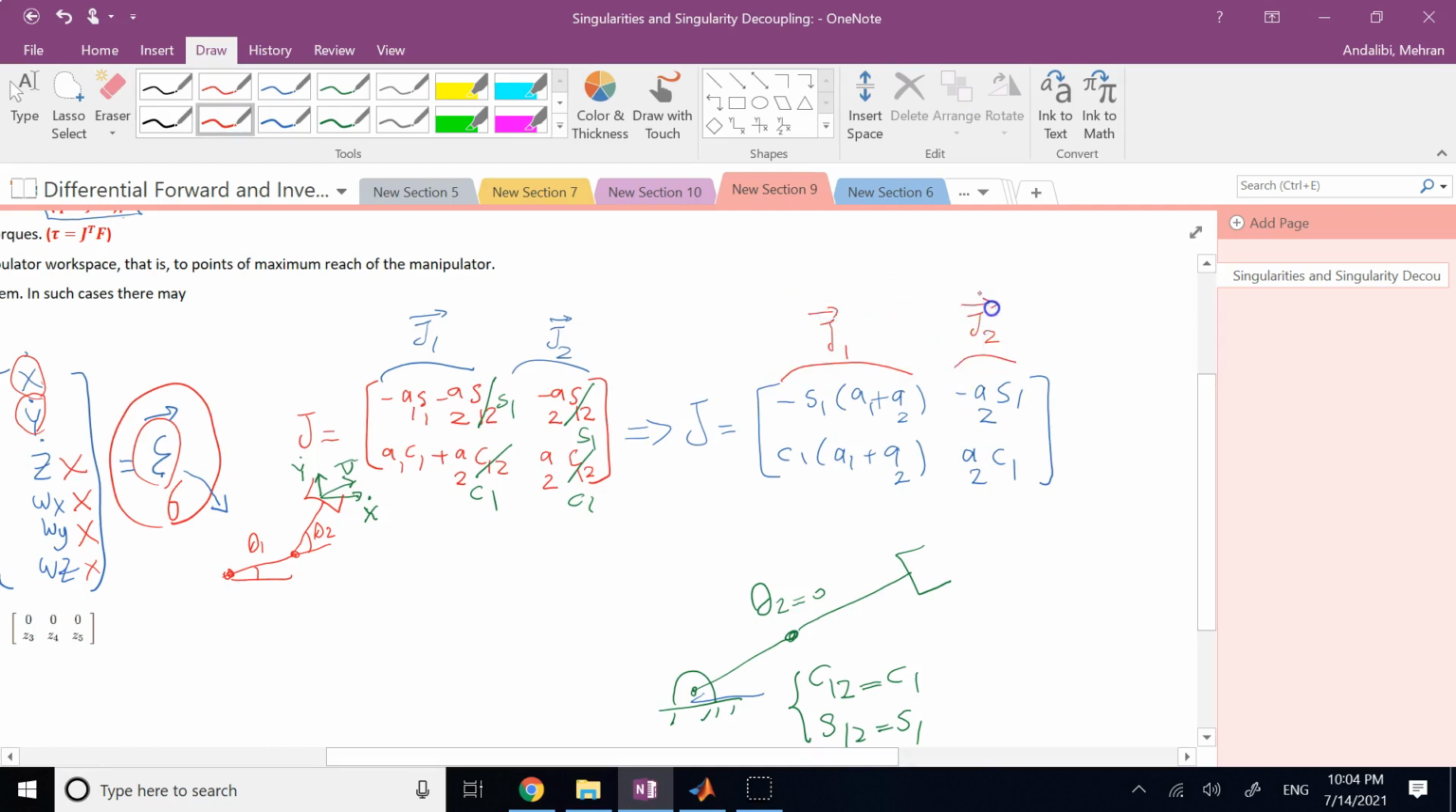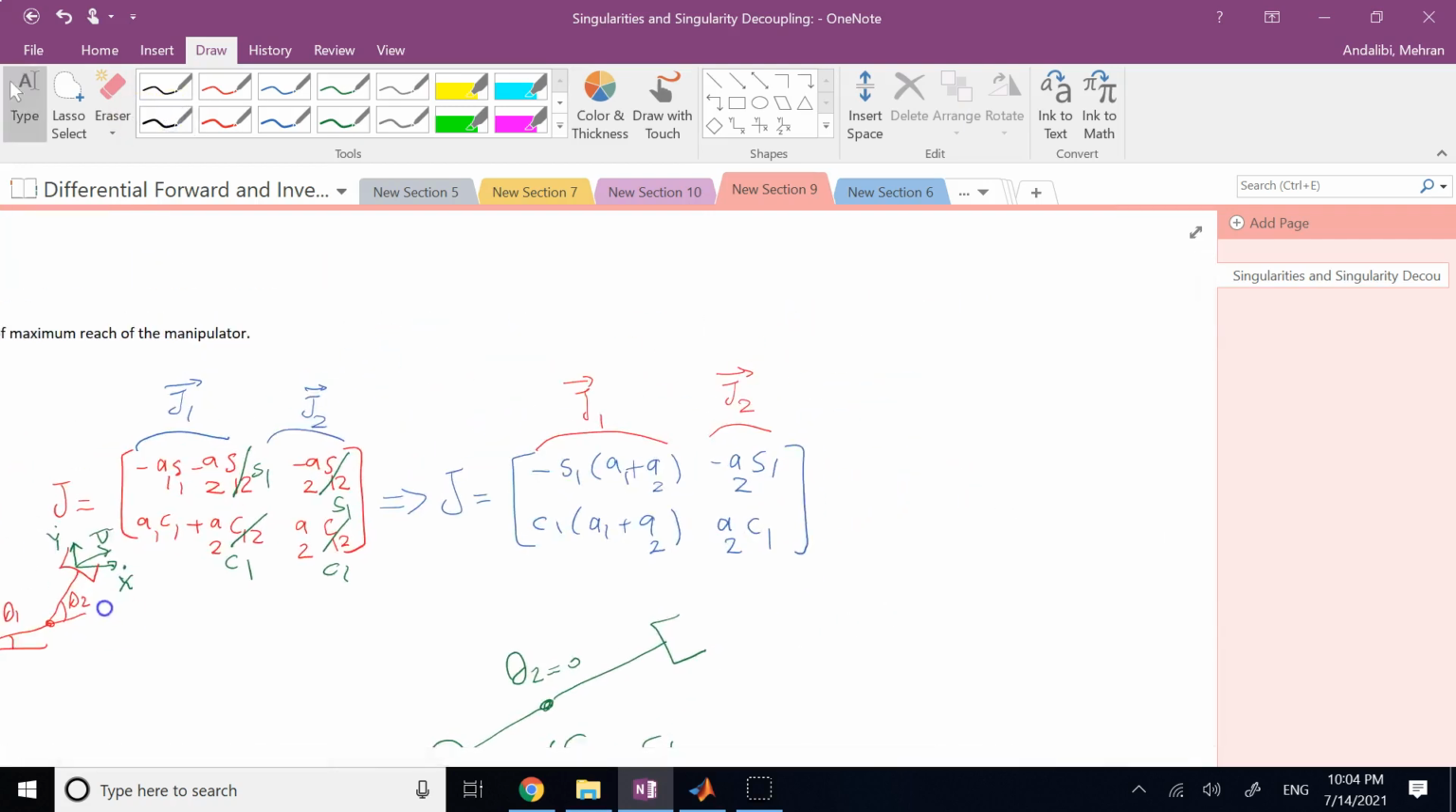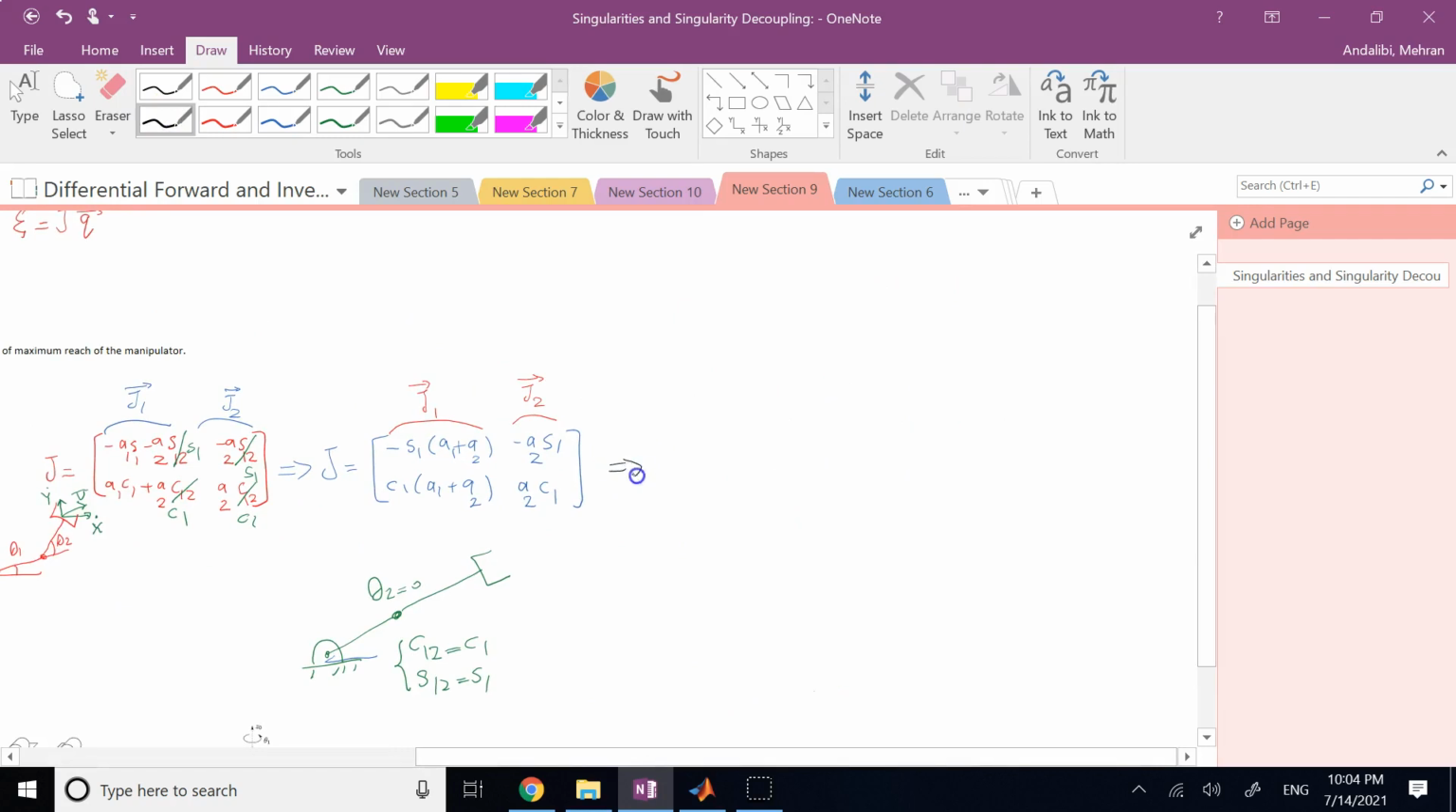you will see that the two columns are what? Linearly depending on each other, right? You clearly see here that your column J2 is what? It is A2 divided by A1 plus A2, with a negative sign, or no negative sign, times J1. So if you multiply the column J1 by this constant number, that will give you column J2.